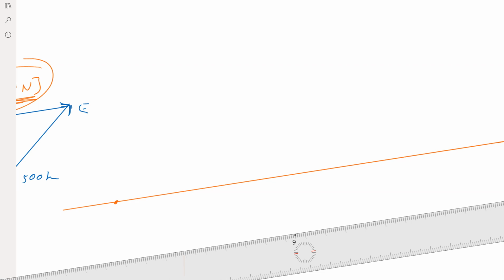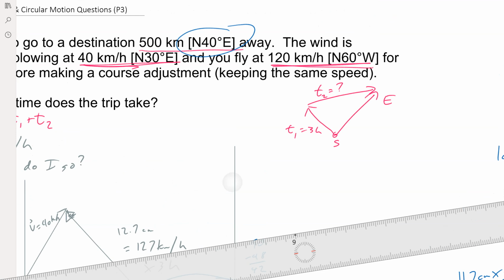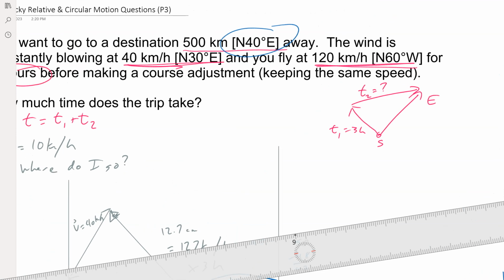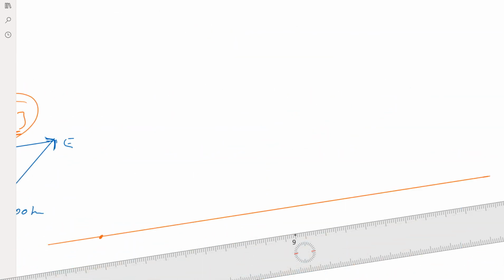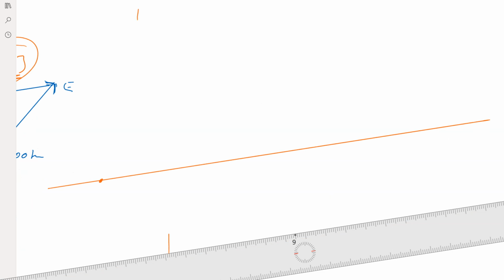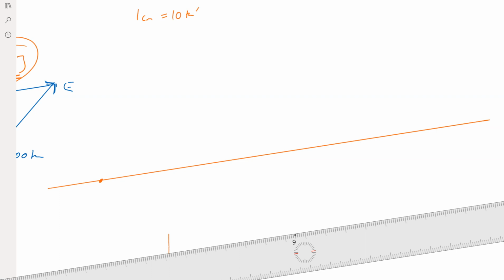If we go back to our question here, so I'm going to scroll a little bit, and I go up here, I know that I've got a wind that's traveling at 40 kilometers an hour. Okay, so I've got to come up with a scale that works. And I'm yet again going to do 1 centimeter is equal to 10 kilometers an hour.